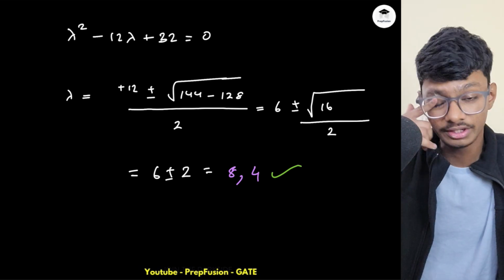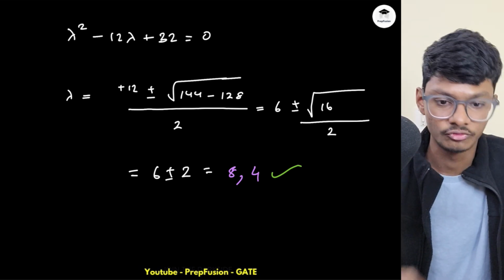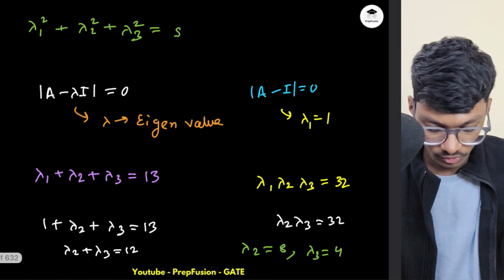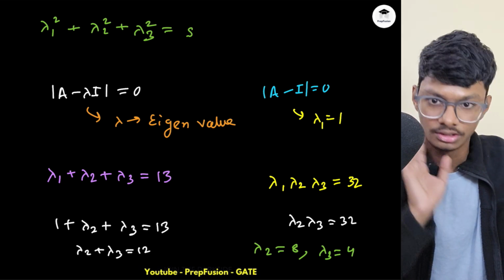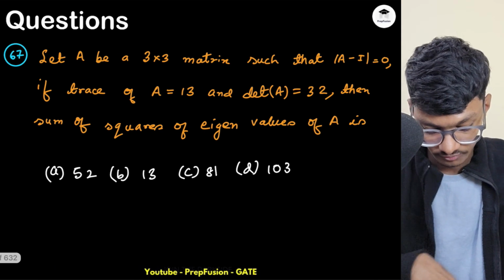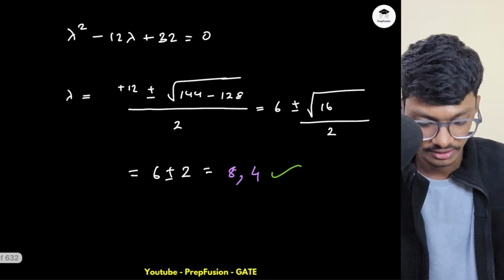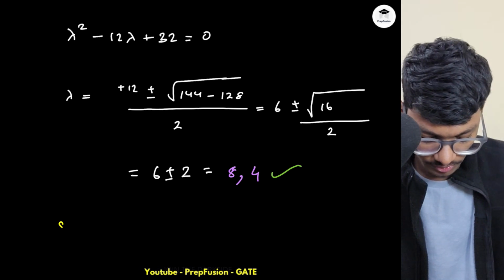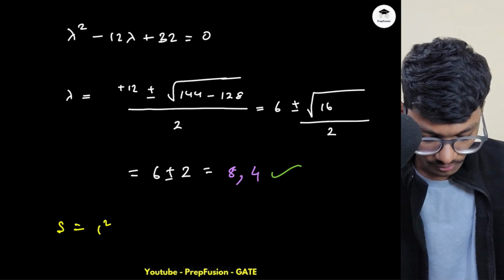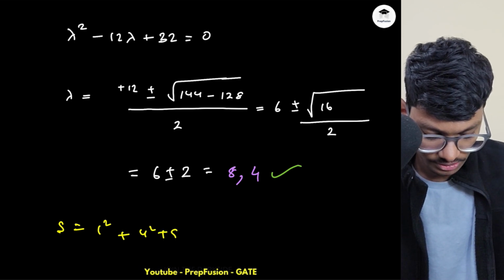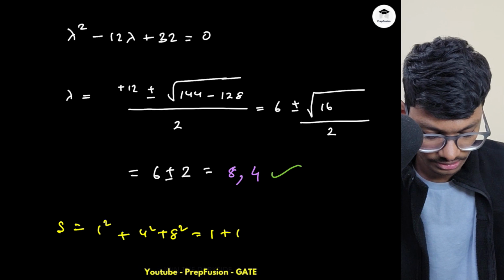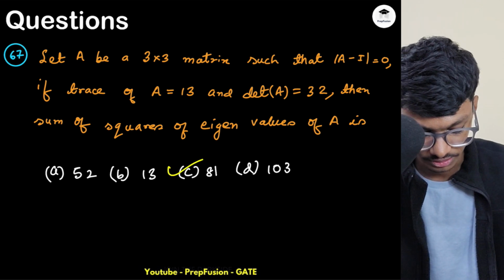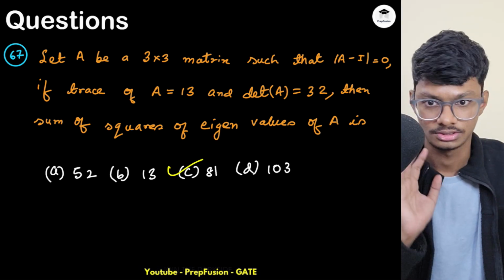This is another way you can find the solutions: if we are given the sum of two numbers and the product of two numbers, you can find them directly from here itself. Okay, so 8 and 4. So what have they asked us? They have asked us to find the sum of the squares of the eigenvalues. So basically it will be 1 square plus 4 square plus 8 square. So this is 1 plus 16 plus 64, which equals 81. So our answer will be 81, C. Option C will be the correct answer in this case.